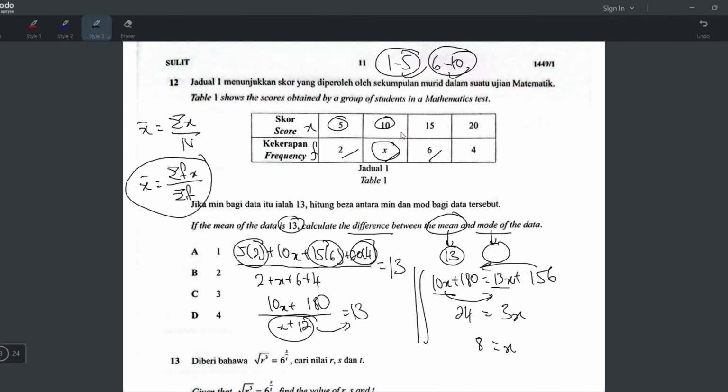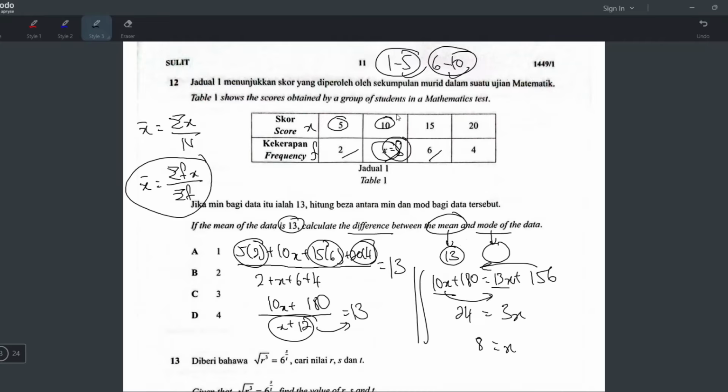Okay, but this is not the answer. This is only the X value. It wants to find the difference between mean and mode. Okay, mean we already know is 13. But for mode, we have to choose the score with the highest frequency. It means the one that appears the most times. Or you can say the most famous one. So the one that appears the most times, you can see which one has the highest frequency.